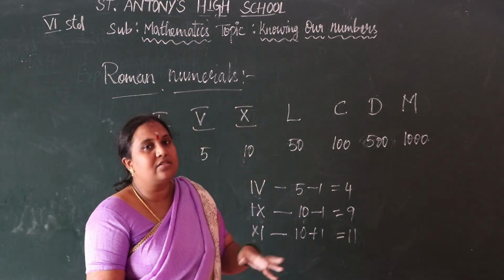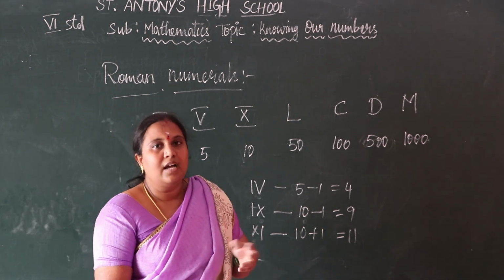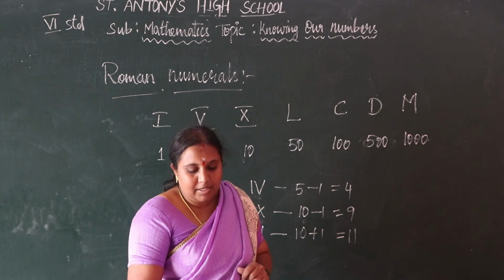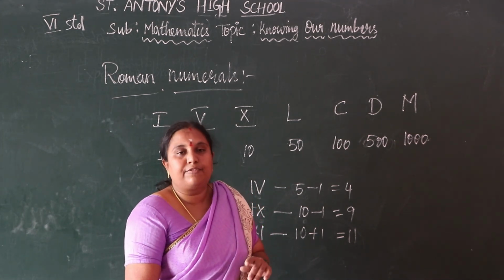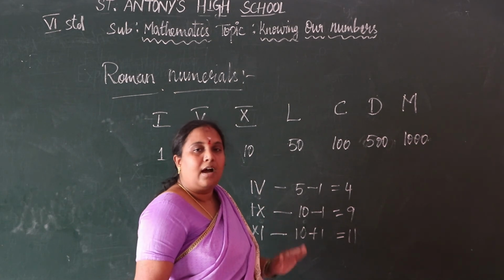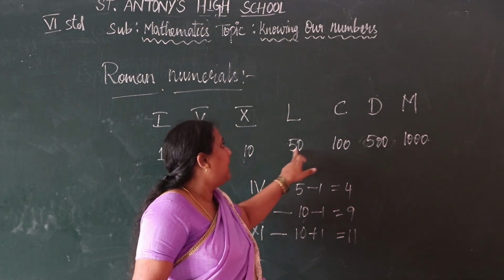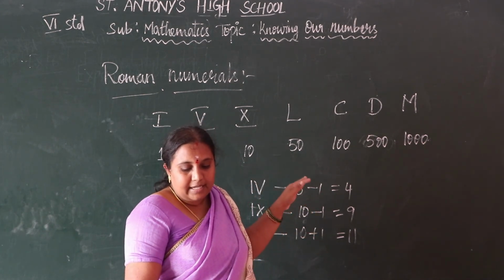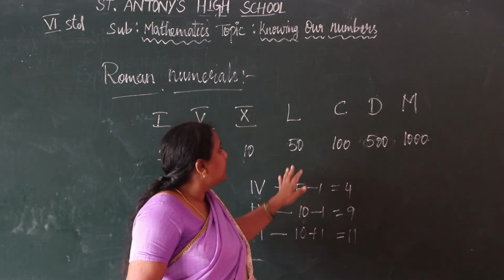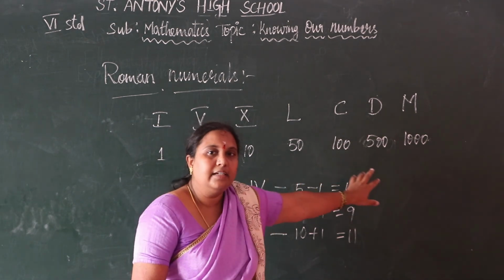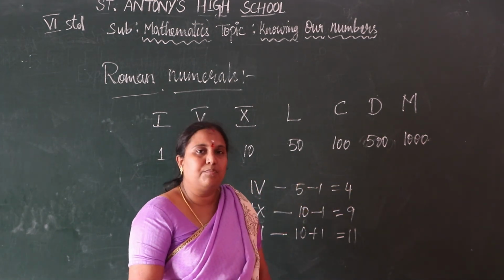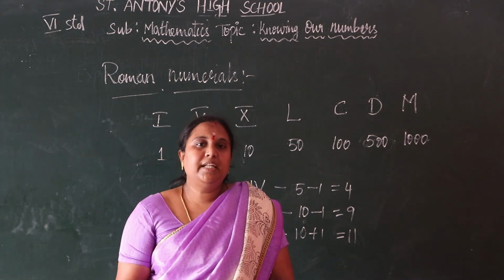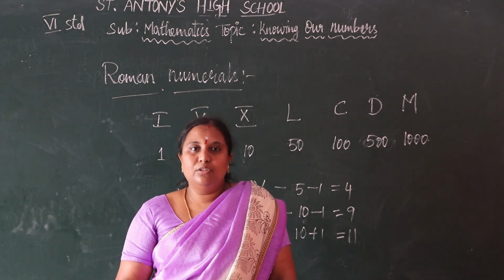Okay, L, D, these we can't subtract and we can't add. And the symbol 1 can be subtracted from 5 and 10 only. Other than that, it is not possible. L, C, D, M are not possible. Okay, and the symbol 10 can be subtracted from L, M, C only. Other than that, it is not possible. Okay, children, understood the Roman numbers? Practice by repeating in your notebook. Okay, children.